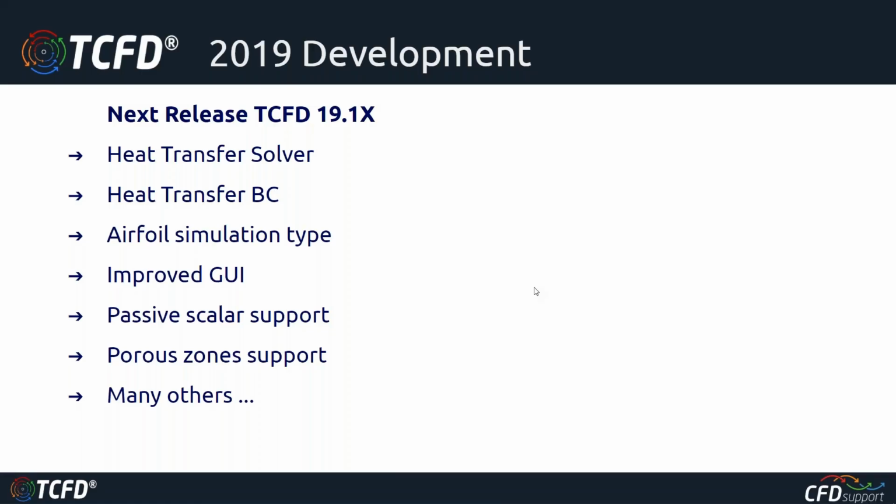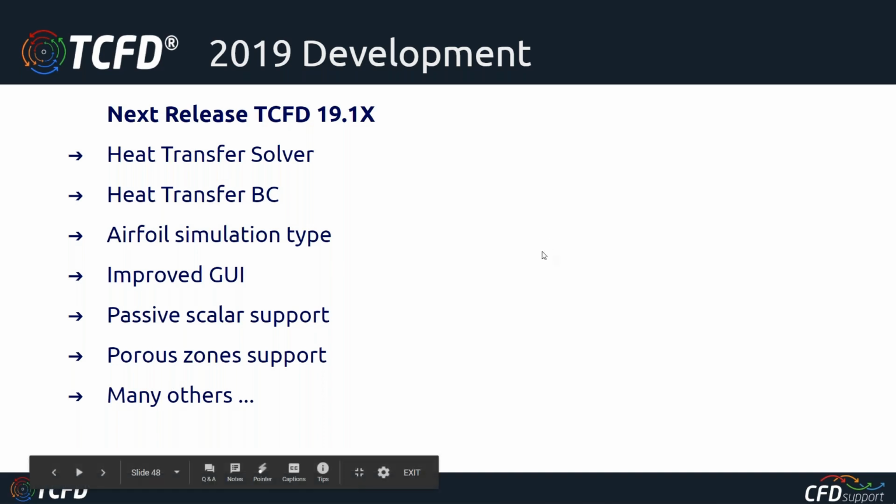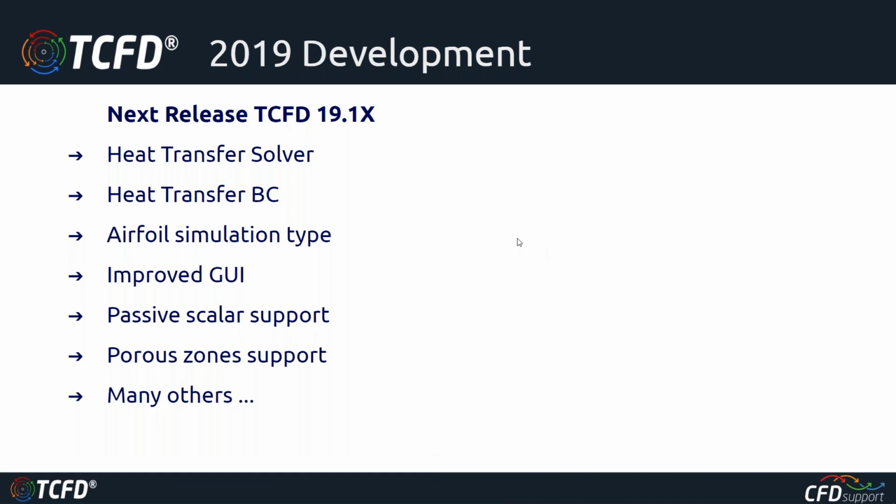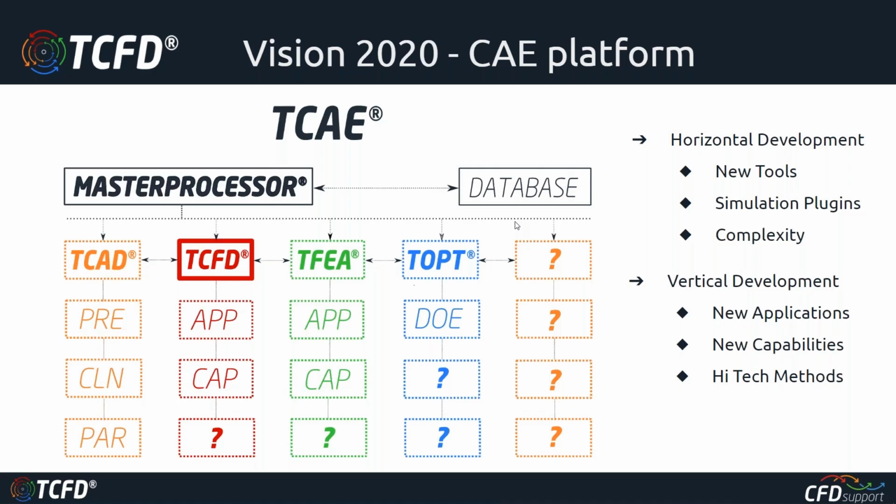So TCFD is under continual development. Speaking about this year, in April, we introduced the latest version, TCFD 1904, which is the current version right now. We have introduced it with many interesting capabilities. The next release will be out by the end of this year, with, for example, support for heat transfer flows and many other new features. Some of them are still in development, so let's see what we will prepare for you.